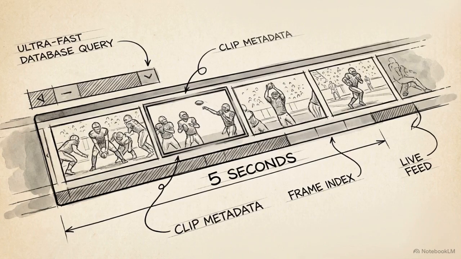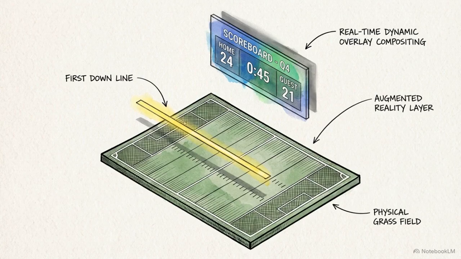An instant replay is an ultra-fast database query executed, reviewed, and queued for broadcast in under 5 seconds. The score bug, player stats, and virtual first down lines are never permanently burned into the raw camera video. They are overlaid dynamically in real time.